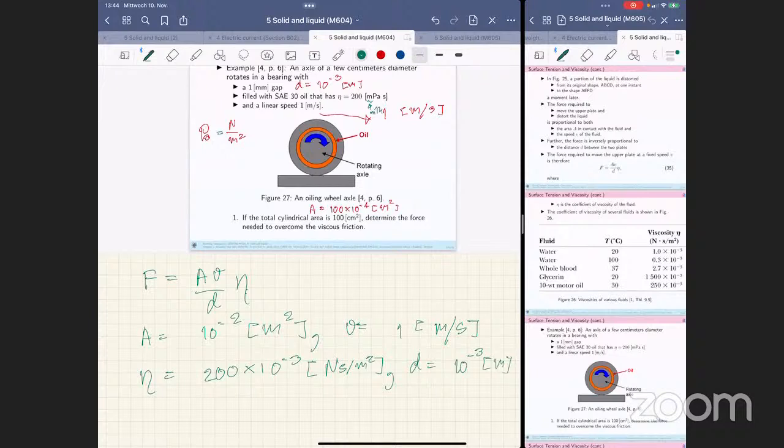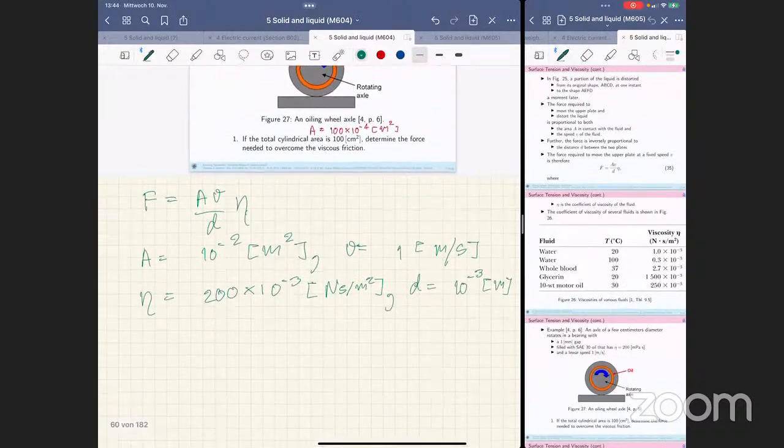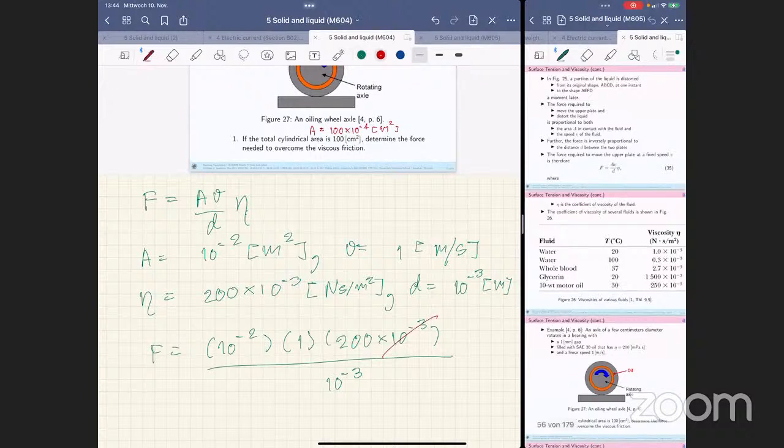So let's substitute everything into this formula, A V by D times eta. F will be A, which is 10 to the -2. V is velocity, number 1, and eta is 200 times 10 to the -3, right? It's 0.2 actually, and divided by D, right, which is only 10 to the -3. So you can cancel this one and this one, right?